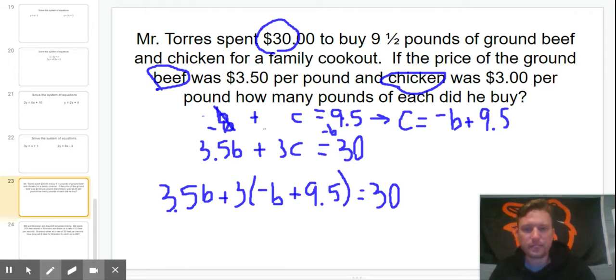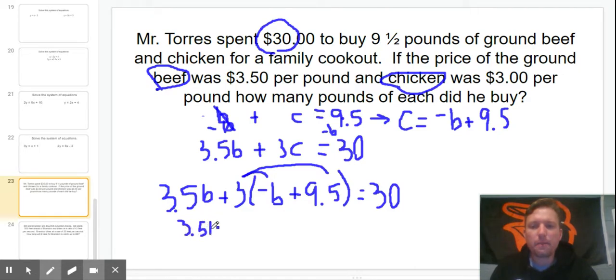The very first step that we're going to do, whenever you see parentheses, that's the first thing that you do. So we want to take this 3 and use the distributive property of multiplication. We're going to multiply 3 times negative b and 3 times 9.5.